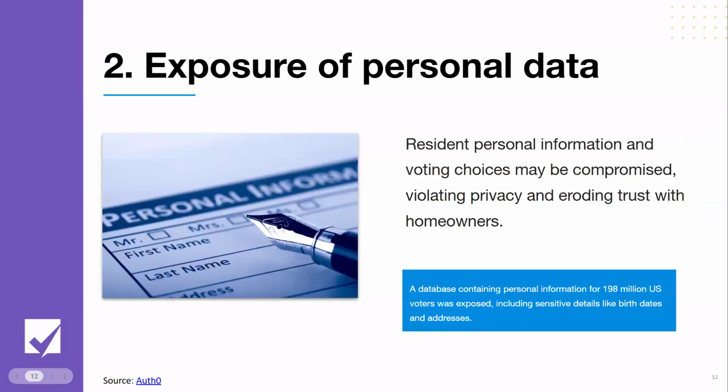Exposure of personal data. So nothing destroys resident trust faster than exposing personal information. In 2017, voter data for over 198 million Americans, including their voting choices, was leaked in a major privacy breach. Community associations run a similar risk when they expose their data.